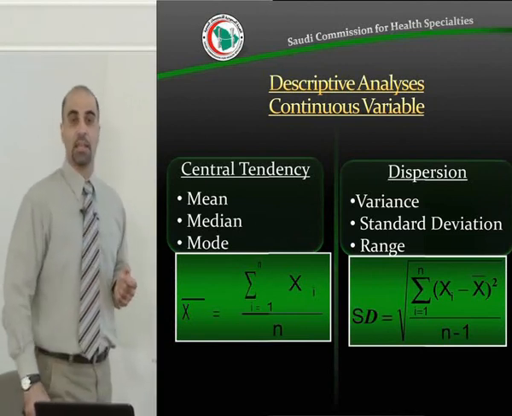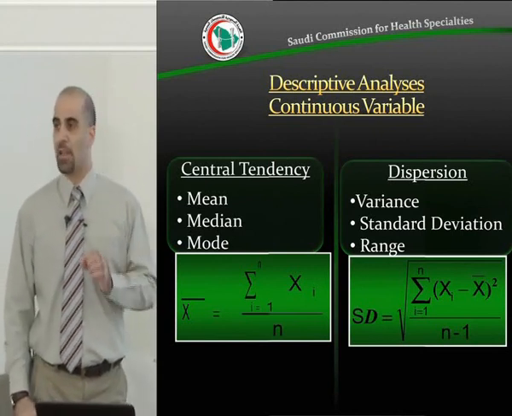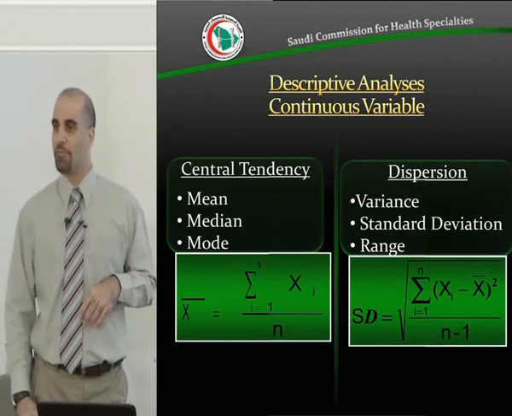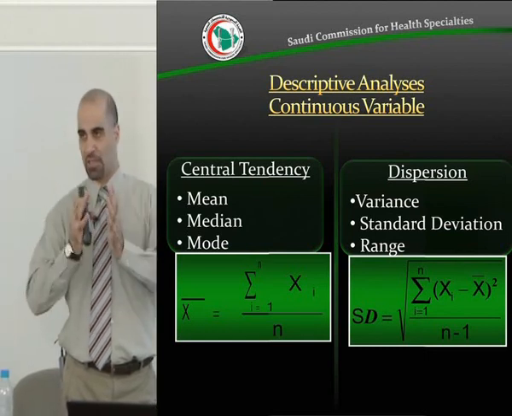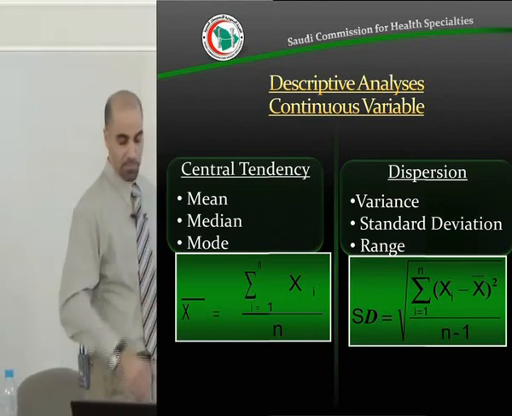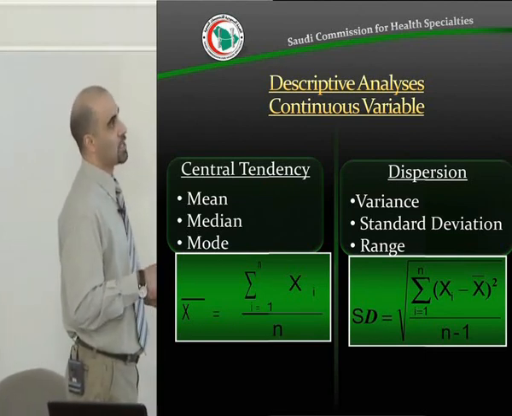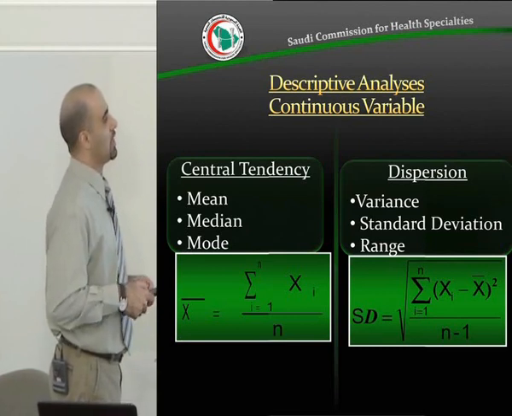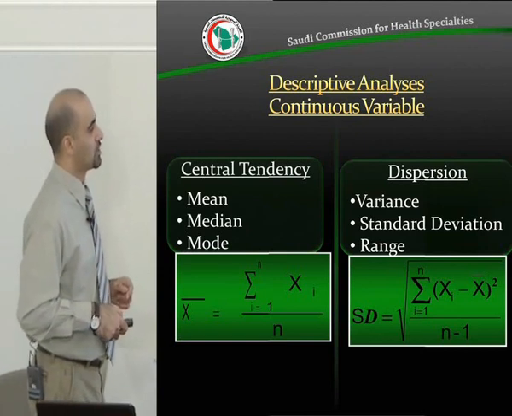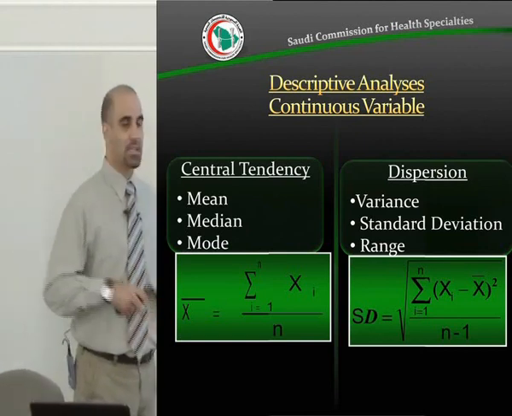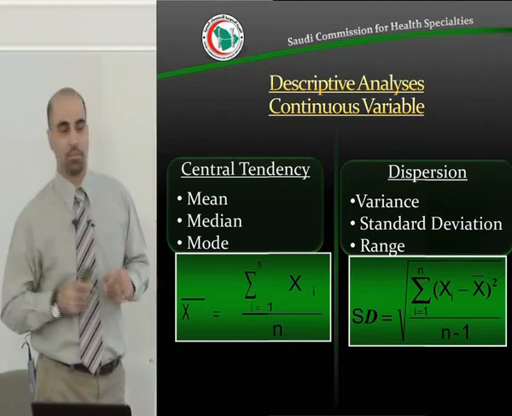Now, is it enough to give only the average, the mean? No, it's not enough, because the mean reflects only one number, but I have to have a measure that gives me how much variability I have in my data, what we call dispersion. So the second measure that I want to provide for a continuous variable is the dispersion. And we have three types: the variance, standard deviation, and the range. The range is the maximum minus the minimum, so it gives me an indication about how much variability I have.